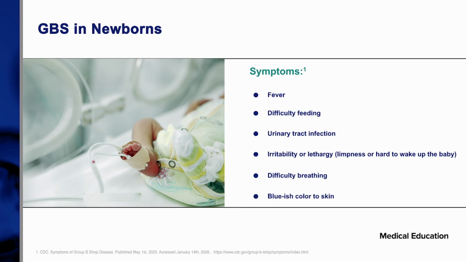And when we talk about disease in the newborn, we can really think of two phases of disease that are based on timing and the typical route of infection, right? So these are early onset disease and late onset disease.